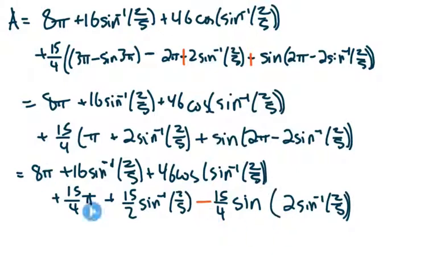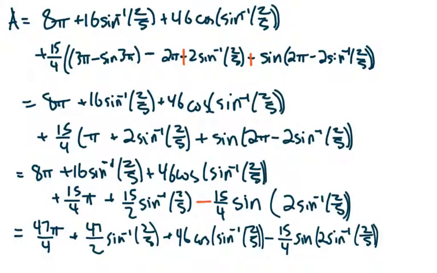And now we're going to combine like terms. 8 pi is equivalent to 32/4 pi, and 32 plus 15 is 47. 16 is equal to 32 halves, so 32 plus 15 halves. And now we're going to bust out some serious last-minute trigonometry to simplify this and this. Both of these are going to require right triangles.